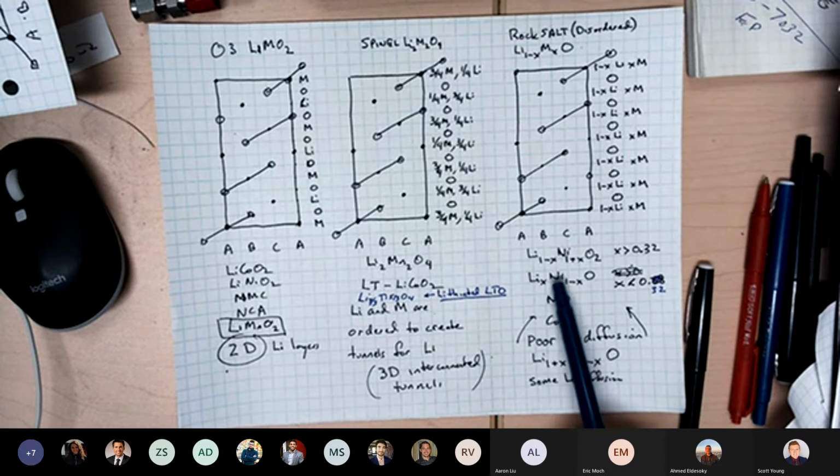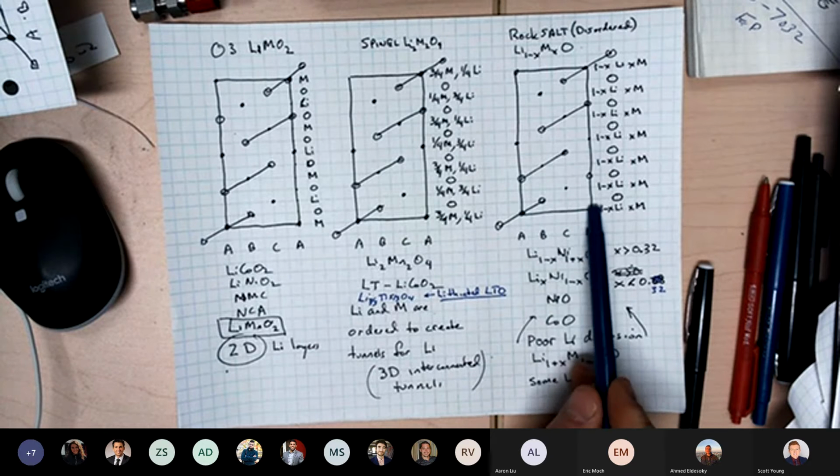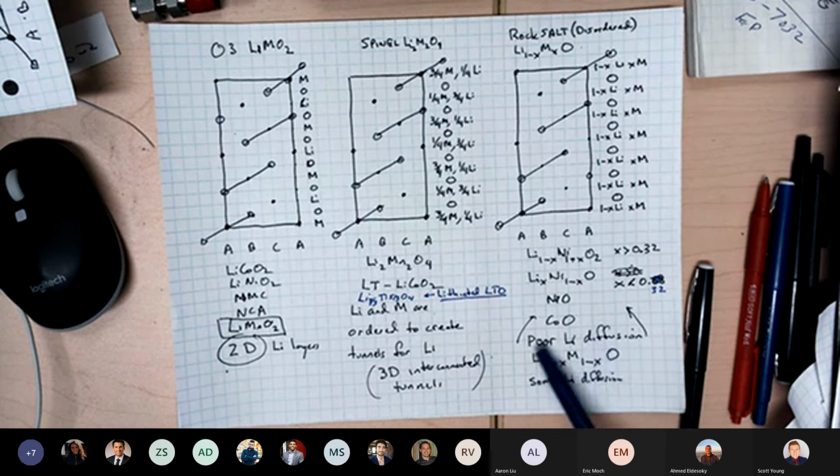And in these materials, because the atoms are randomly positioned, typically the diffusion is very slow because there aren't tunnels and there aren't layers for the lithium to just move along. There's always transition metals in the way that are bumping into them and messing up the diffusion paths. Okay, so any questions about this?